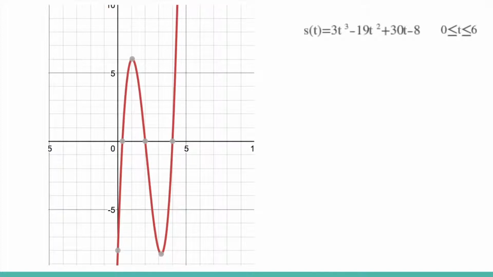The position function we'll be working with today is 3t cubed minus 19t squared plus 30t minus 8, on the interval from 0 to 6 seconds. Here's a graph, and as you can see, the maximum is at (1.051, 6.025), and the minimum is at (3.171, negative 8.264). I've also shown the zeros of this position function: one is at 1/3, another at 2, and another at 4.